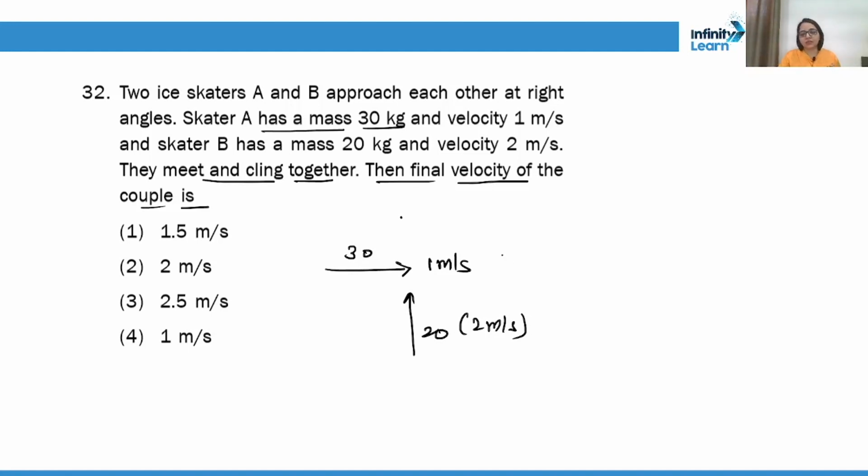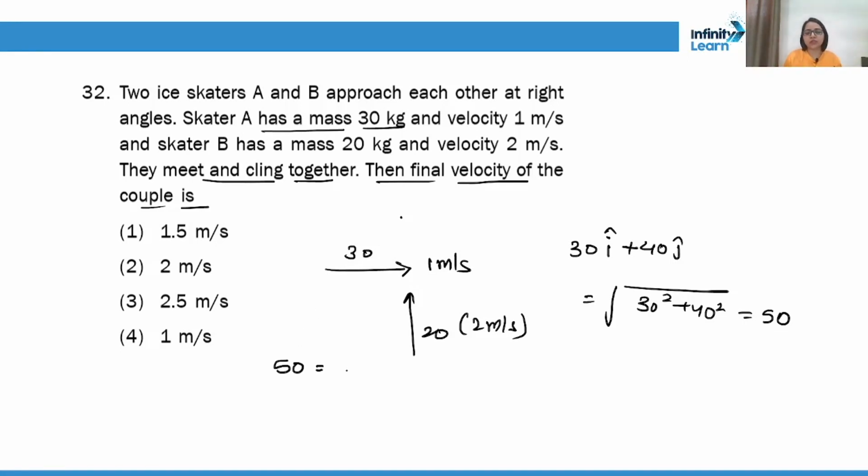Right? So initial momentum of the system is 30 i cap plus 40 j cap. So its magnitude will be under root of 30 square plus 40 square, which is equal to 50. Final momentum magnitude should be equal. Let's say speed of the couple is v. So final momentum is equal to total mass of the couple, 50, into v. So v will be 1 meter per second. So correct answer is option 4.